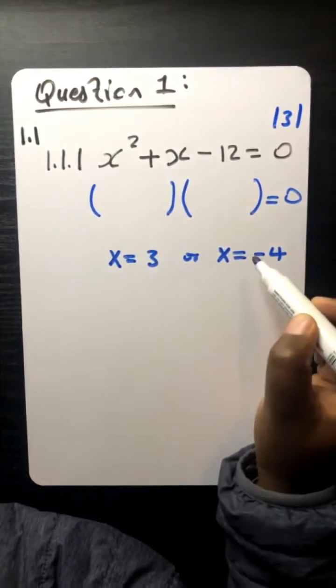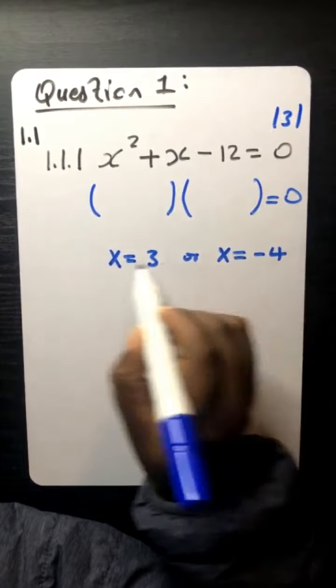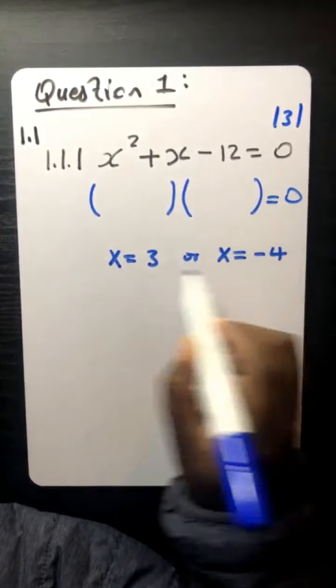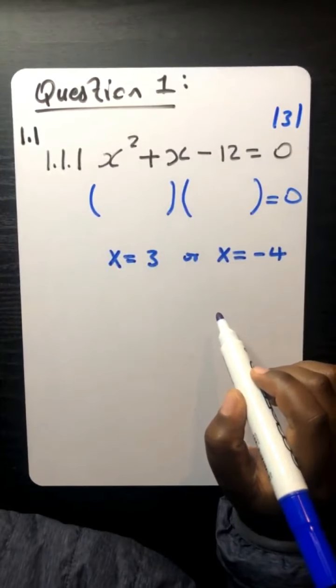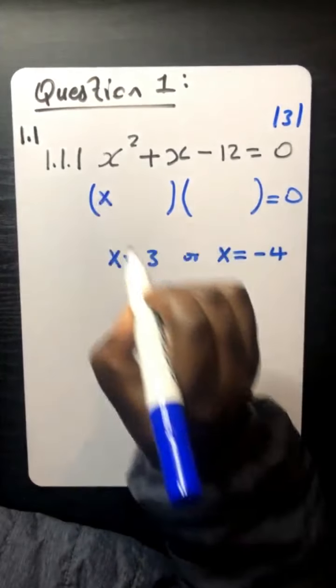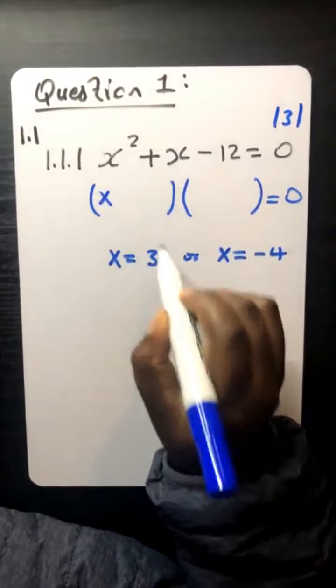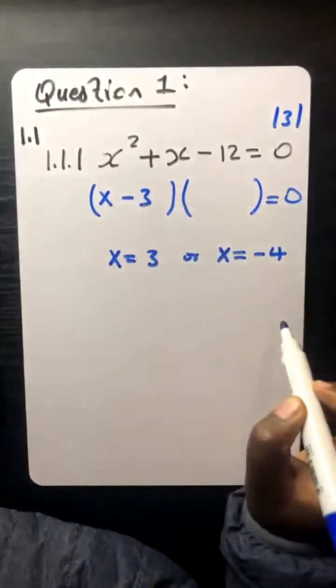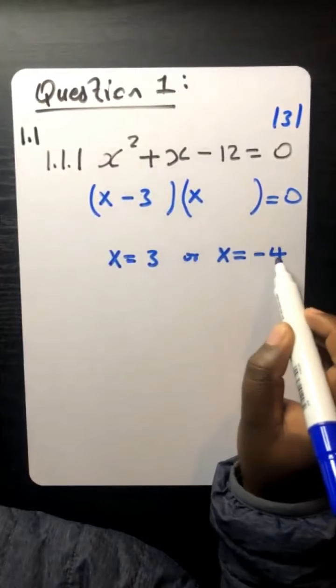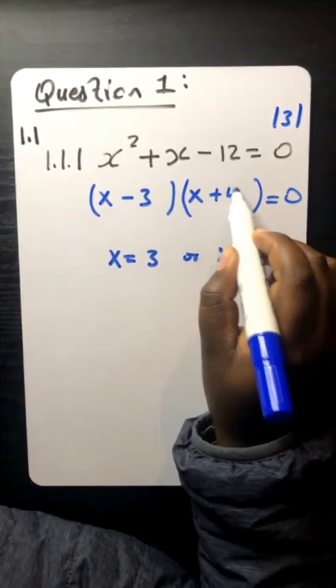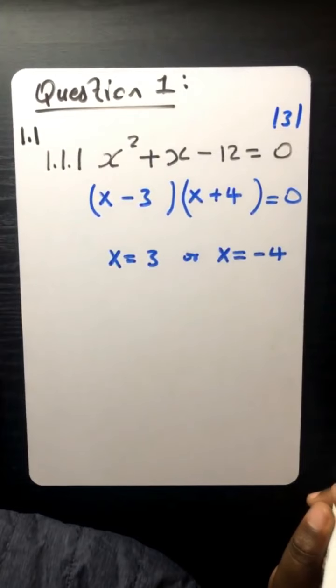So when you rewrite these answers inside your brackets, you write them with opposite signs. So that means it's going to be x. The final answer is positive 3, you write it as negative 3. And x, your final answer is negative 4, you write it with the opposite sign, which is that.